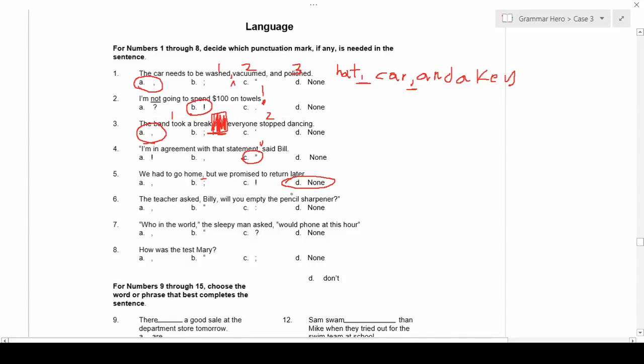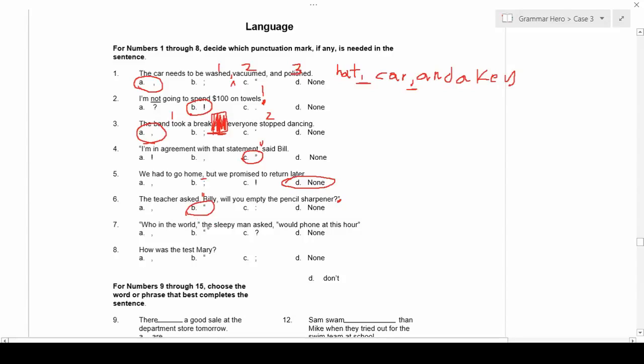Number 6, the art teacher asked Billy, will you empty the pencil sharpener? Okay, so let's take a look. We got some quotation marks. So the teacher asked, quotation mark, Billy, will you empty the pencil sharpener? Okay, so that's going to be B for that one.